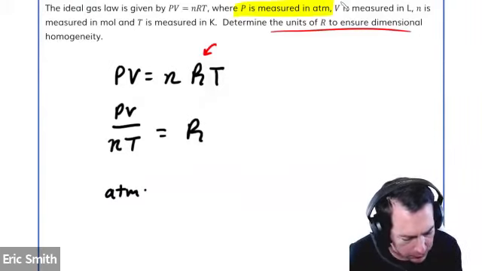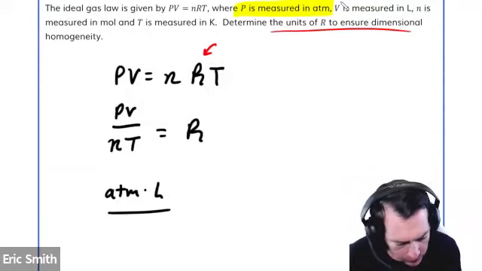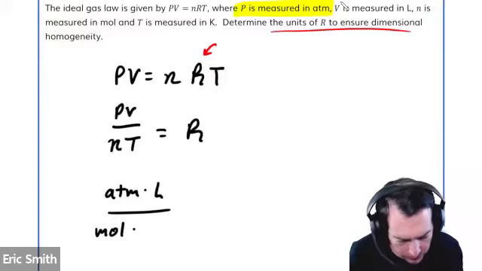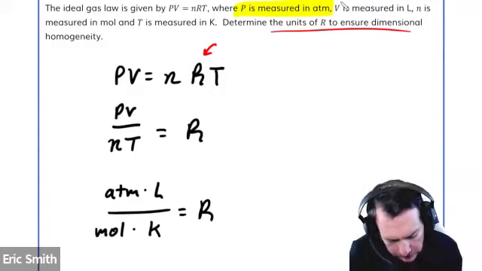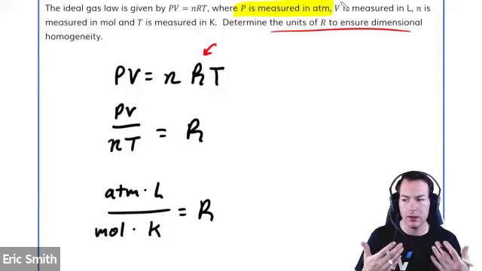What do we got for V? V is measured in L. n is measured in moles. And T looks like we are in Kelvin. Perfect. So what units really need to be on R? Well, it looks like we have ATM times L divided by moles times K. Those are the proper units to make this thing homogeneous.